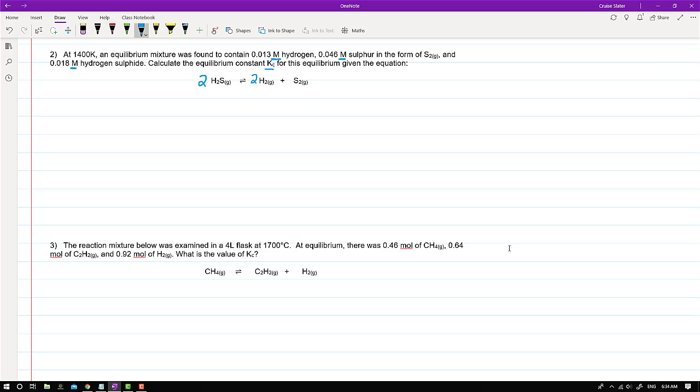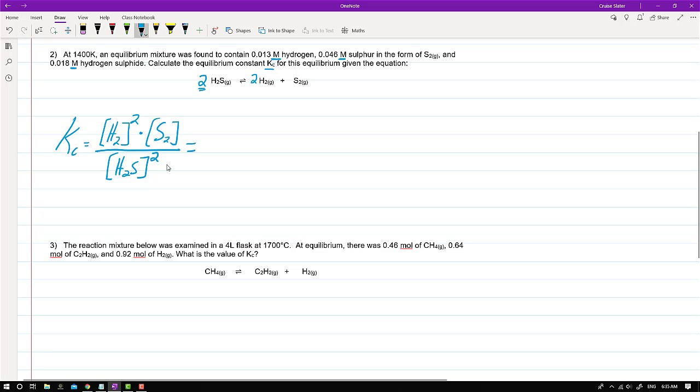Start by writing down the Kc expression. So Kc is going to equal the products. This time I have two products, so [H2] raised to the power of 2 multiplied by [S2] again, and we're going to divide that by [H2S]. Okay, so that's not bad. Nice and easy so far. Oh, and I almost forgot. There's a coefficient of 2 there, so we have to raise our denominator to the power of 2 as well.